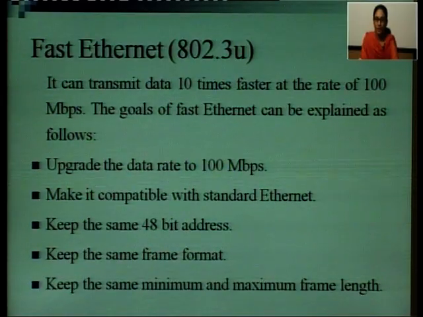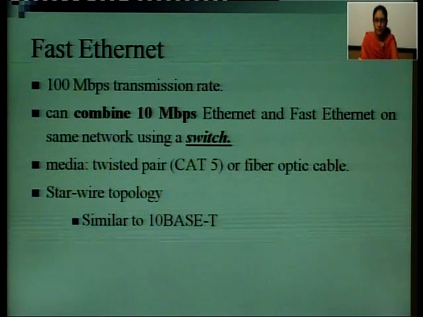So in this, we simply upgrade the data rate to 100 Mbps. It is totally compatible with the standard Ethernet. We can use the standard Ethernet with this. So it keeps the same 48-bit address, the same frame format, and the same minimum and maximum frame length. The difference is only in the transmission rate, the data rate. So 100 Mbps is the transmission rate in the case of fast Ethernet.